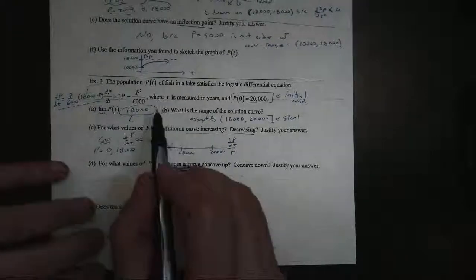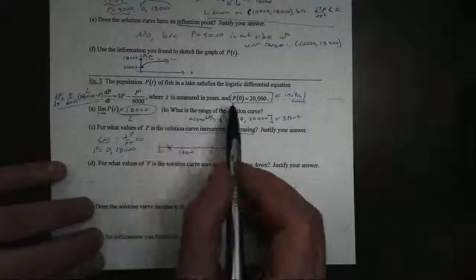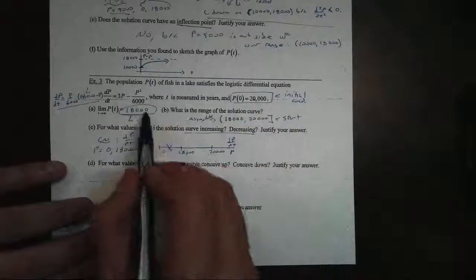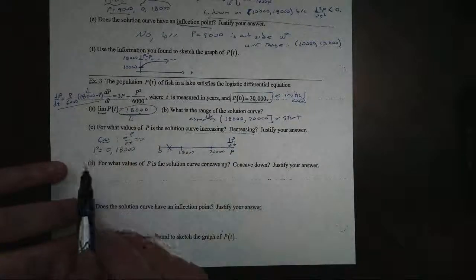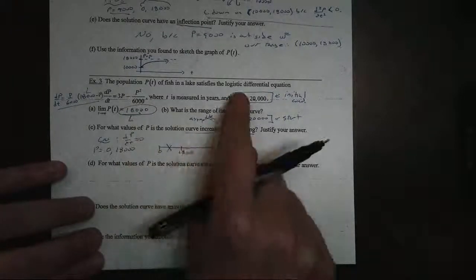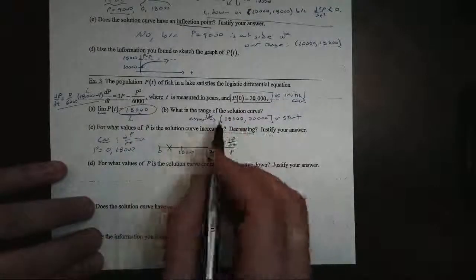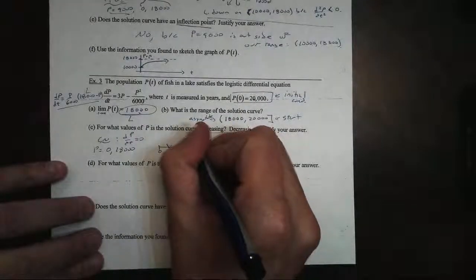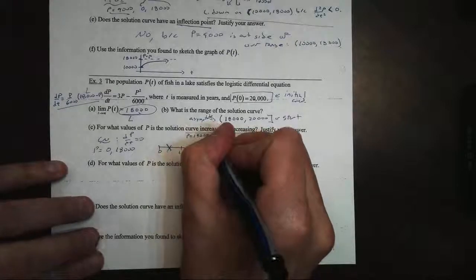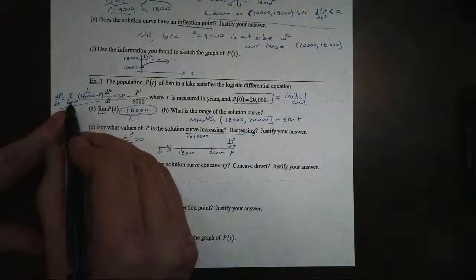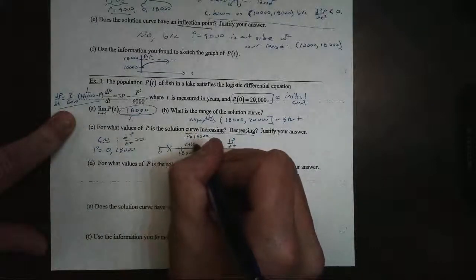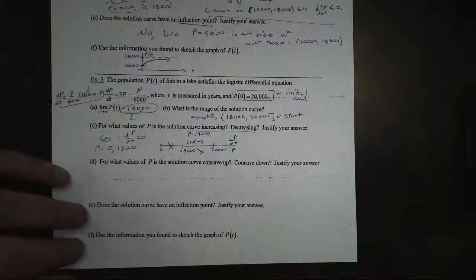So what do you think is going to happen? Because we're starting with 20,000 and our carrying capacity is 18,000, this should be negative. Let's see if it works. This should be negative because we have to go to our carrying capacity. If I pick a population of, let's say, 19,000 and plug it into my derivative, P over 6,000 is positive. But 18,000 minus 19,000 is negative. It's decreasing, just like we thought.